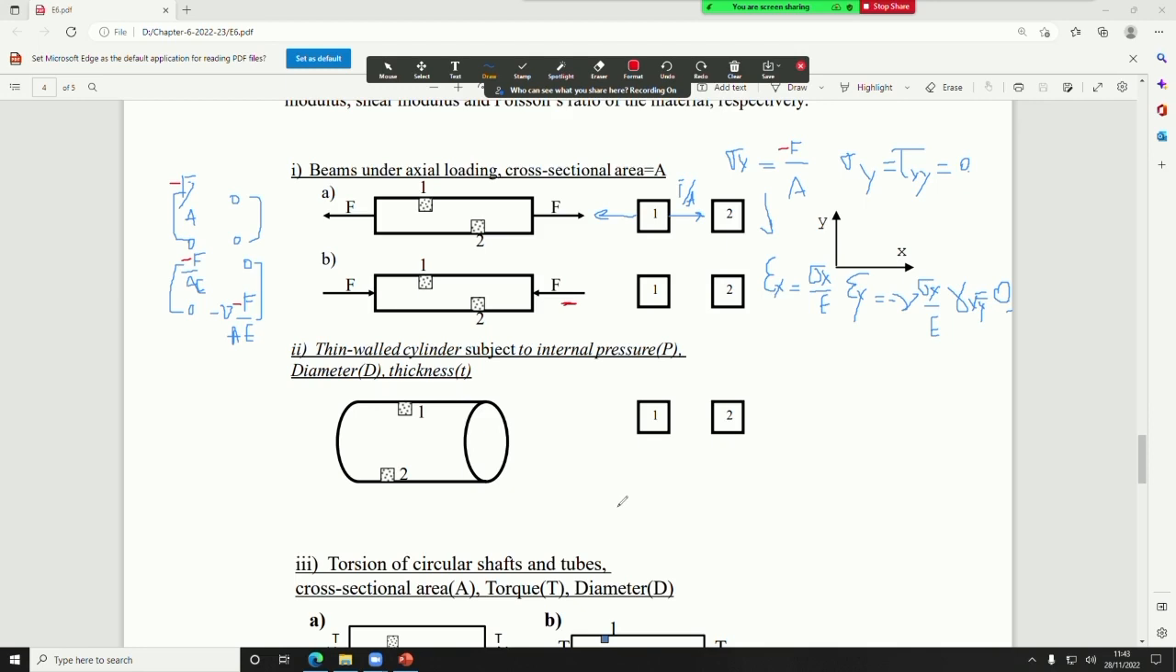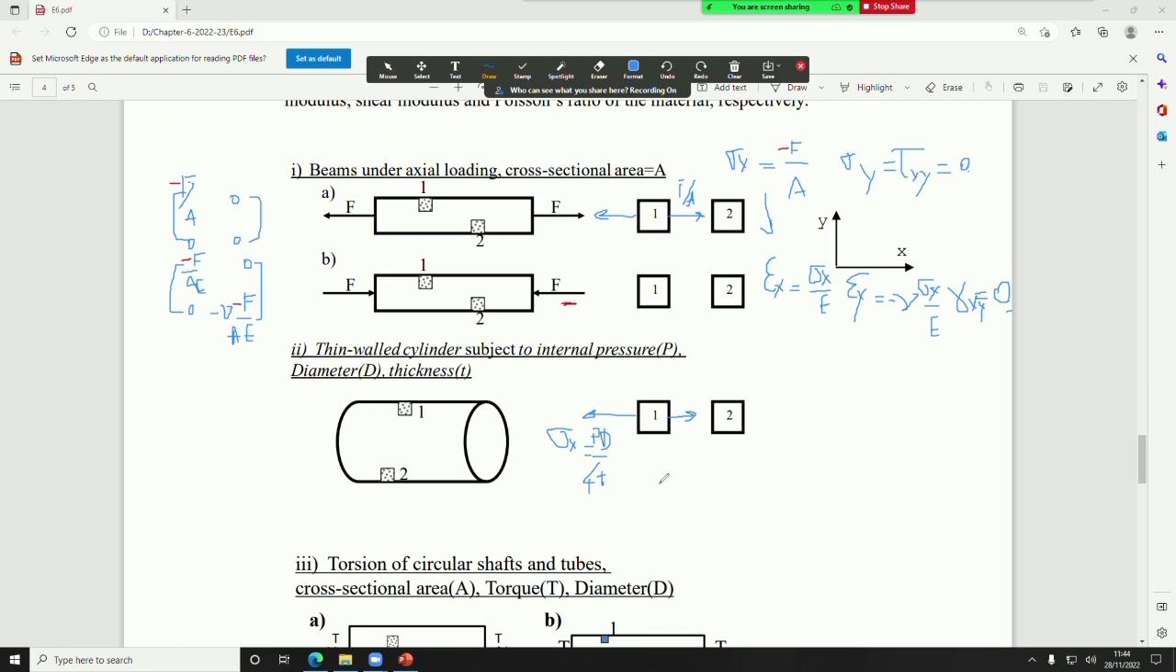Any more? What is sigma x equal to for this pressure vessel? Pressure P, diameter D, thickness t. What is sigma x equal to? PD over 2t or PD over 4t? 4t, very good. So sigma x is equal to PD over 4t. If I go to the visualizer, I'm afraid it might not be recorded.